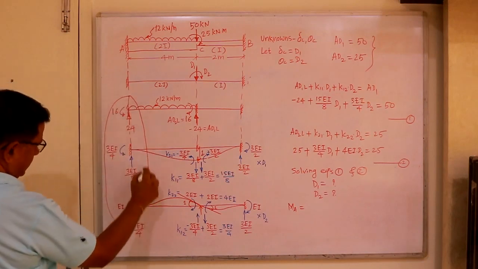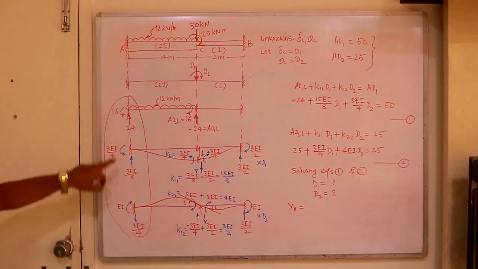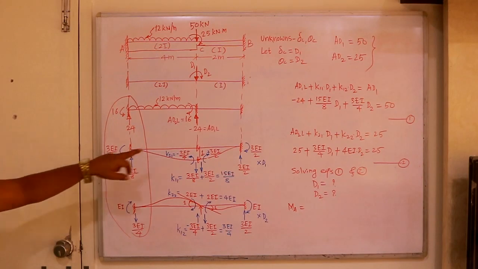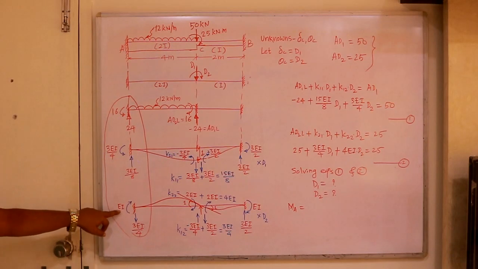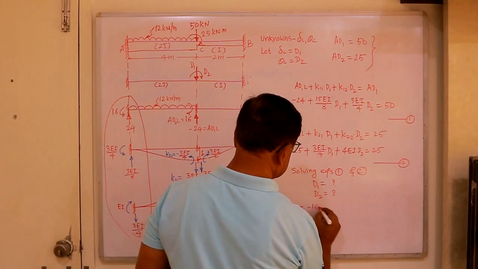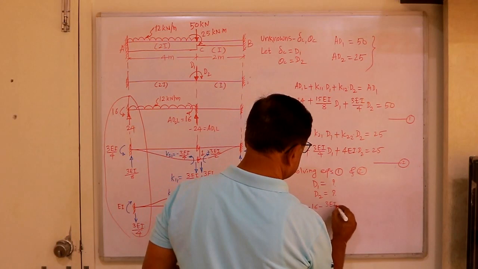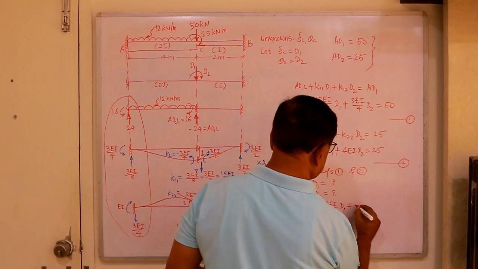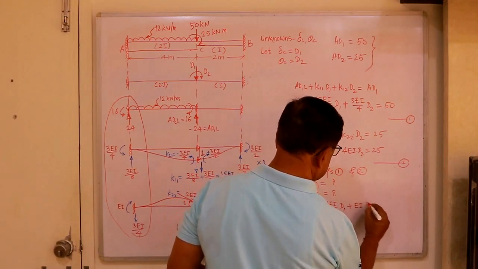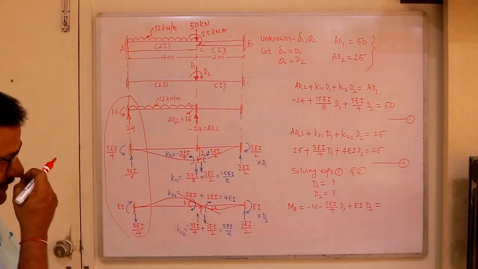So this gives us MA. Only end moments. This is minus 60. This is again anti-clockwise, so minus 3EI by 4 into D1. This is plus EI into D2. So this is minus 60, minus anti-clockwise 3EI upon 4 D1 plus, this is clockwise, EI D2. Just calculate, substitute and find out the MA.